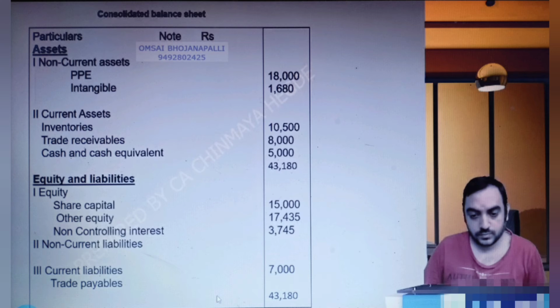And in fact, you could have done this directly, because ultimately this 1,000 is relevant for fair value adjustment. So directly if you do like this, 2,000 is for 4 years. How much for 2 years? You get 1,000 directly. So in the examination, you don't have to show this columnar format. If you want, you can show it.